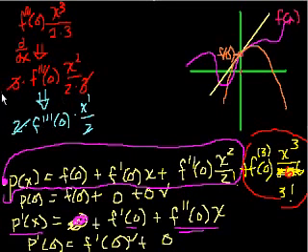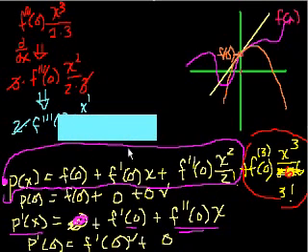So in general, if we just kept doing this process forever, what would the function look like?